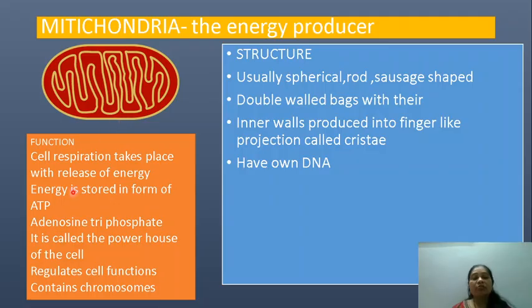Energy is stored in the form of ATP. Once respiration takes place, the energy is stored. Now, how is the energy stored? It is stored in the form of a chemical. What is the name of that chemical? It is known as ATP. In full form, it is known as adenosine triphosphate.